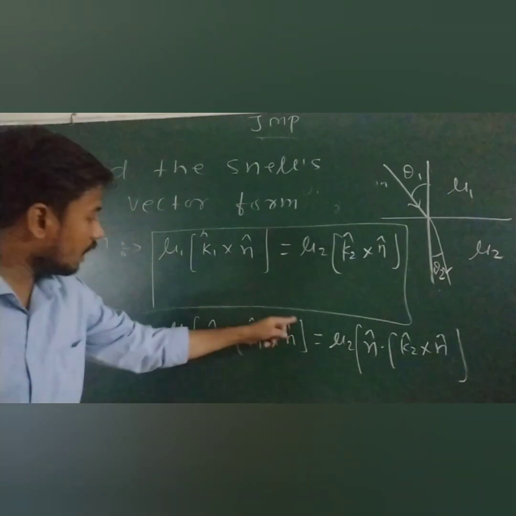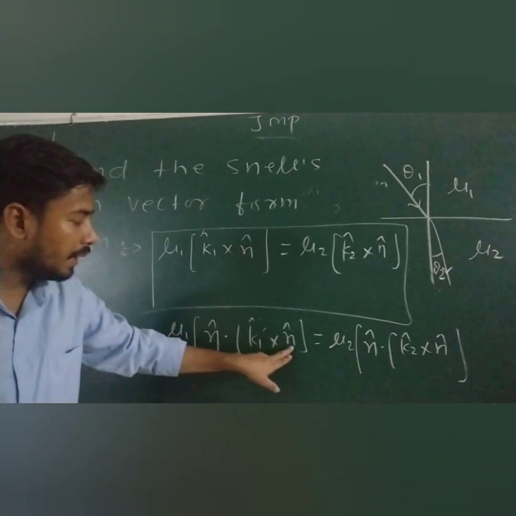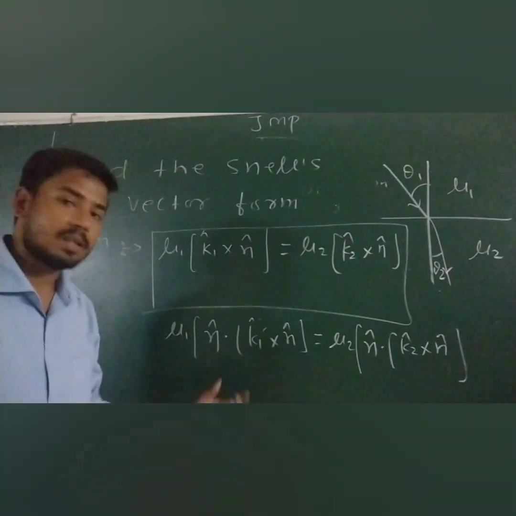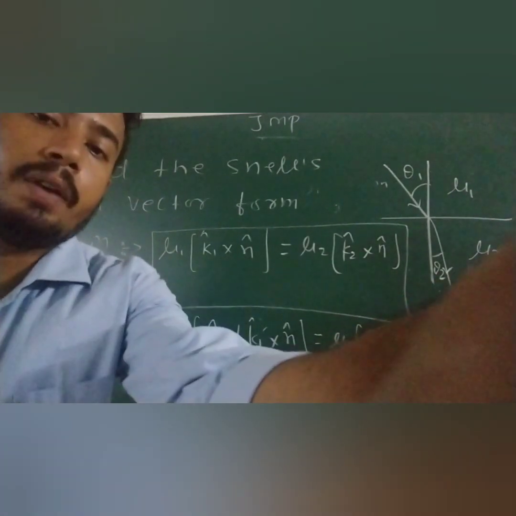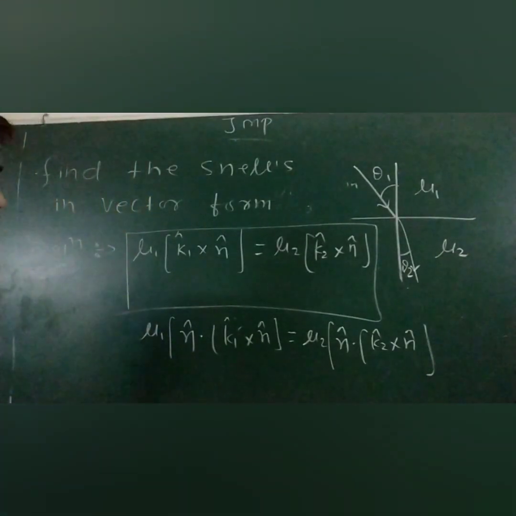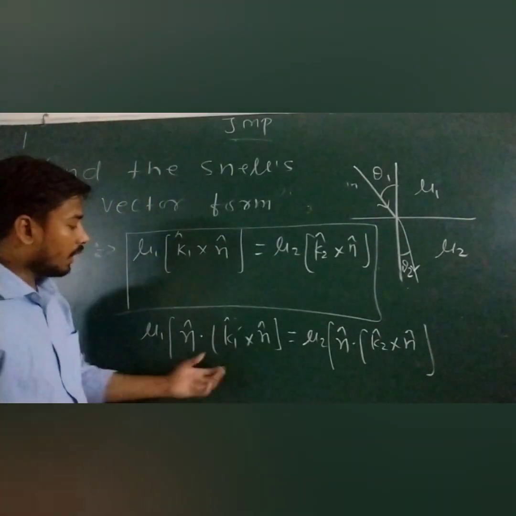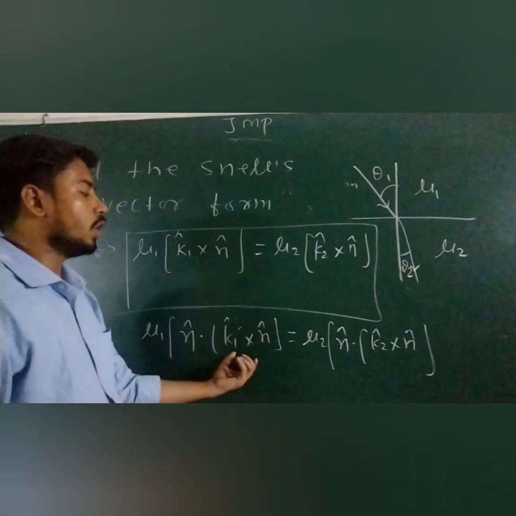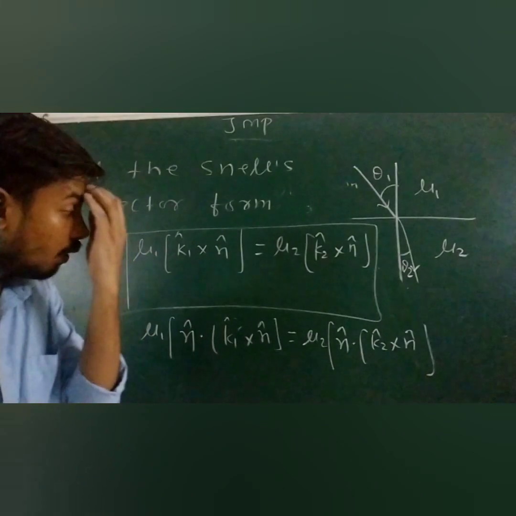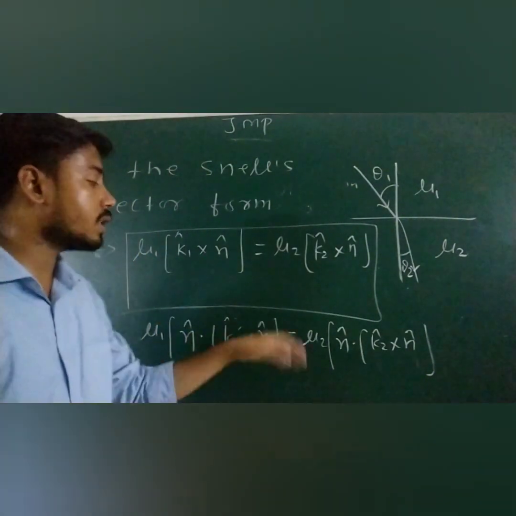See, this cross product will always be perpendicular to this vector. It means this vector and this vector, their dot product will be 0. So this dot product with this cross product becomes 0, and this dot product with this cross product becomes 0. So simply you can say, I make both sides 0.